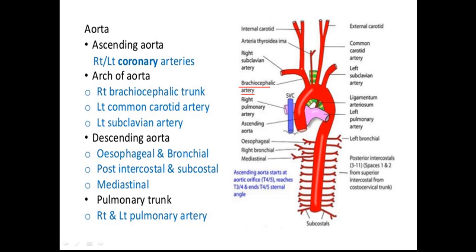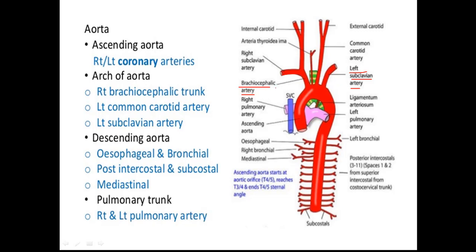This is the common carotid, and this is the subclavian artery. Now on the left side, this is not the case. We have here the common carotid artery that takes origin directly from the arch of aorta, and this is the right common carotid actually. And then this is the left common carotid, and then we have the left subclavian artery that also takes origin directly from the arch of aorta. So we don't have a left brachiocephalic artery.